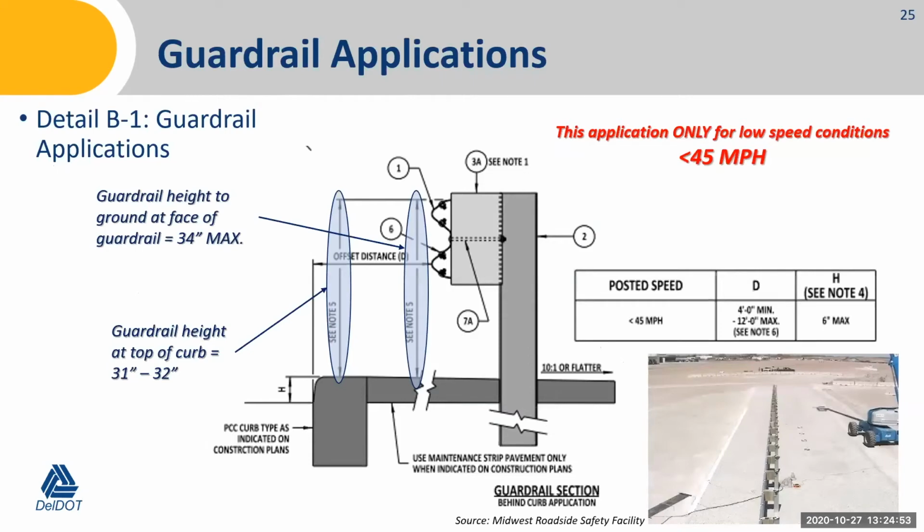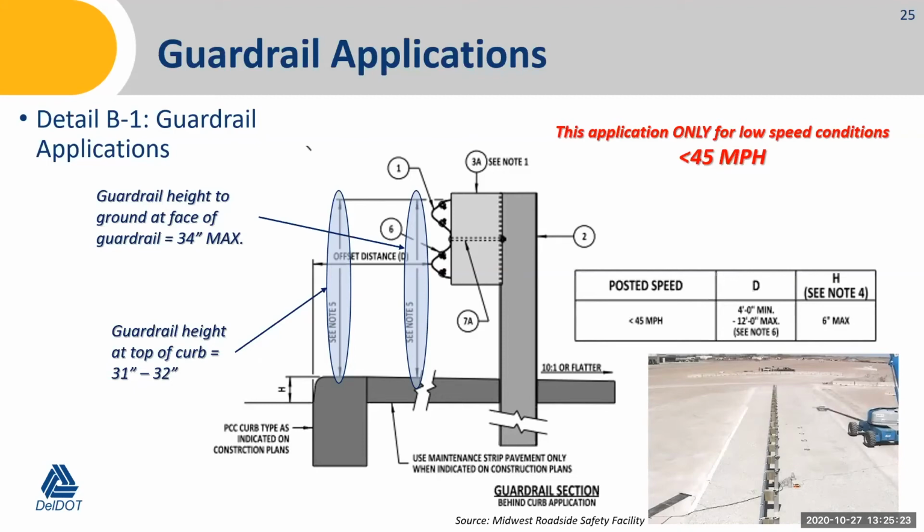Related to offsetting your guardrail from the face of curb, this was revised greatly, and it's now only permitted for situations where your posted speed is less than 45 miles per hour, and this is based on crash testing. So when you have a posted speed less than 45 miles per hour, you can offset your guardrail between 4 feet and 12 feet. And the height of the curb is 6 inches maximum.